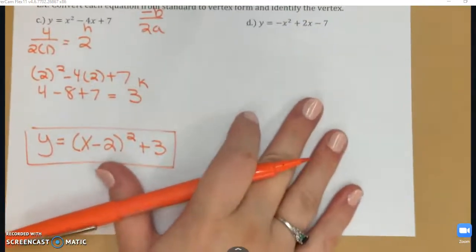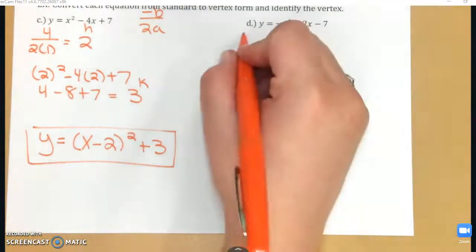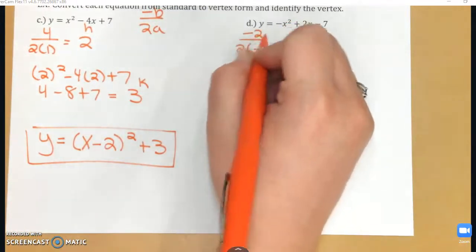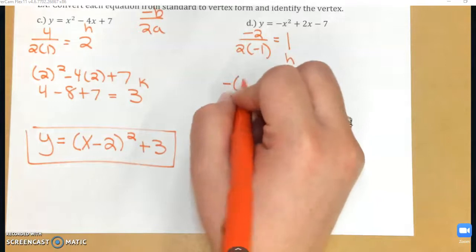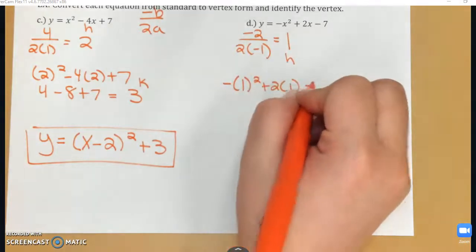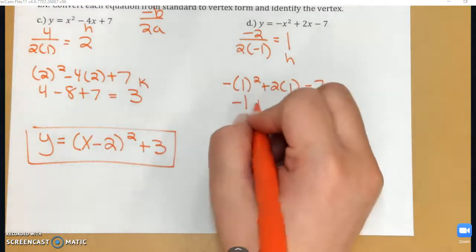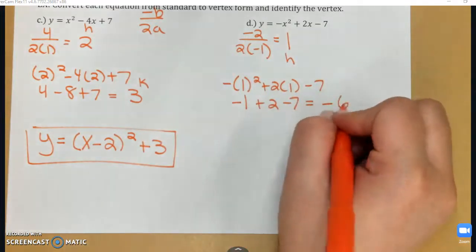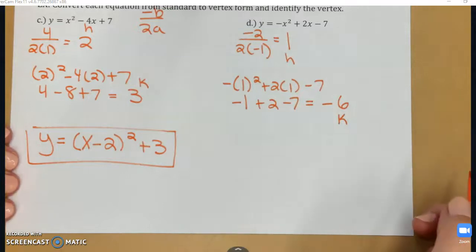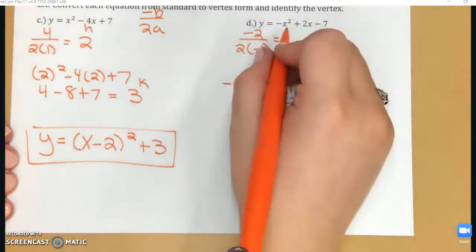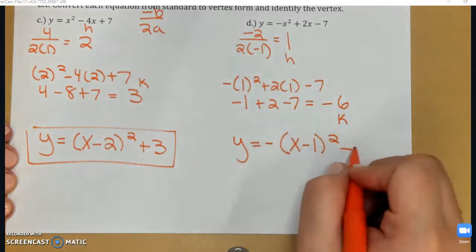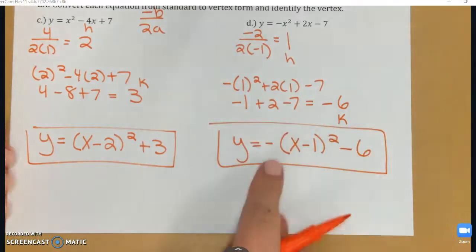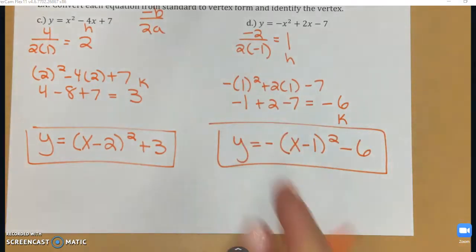Okay, let's look at D. Again, my vertex formula, negative b over 2a. Negative 2 divided by negative 2 is going to be positive 1, so that is h. Now I need to find k. That's going to be negative 1 plus 2 minus 7, which is negative 6. So there is k. And now plug that into my formula. a is negative 1, so negative of x minus h squared plus k. Now, because a is negative, that means this parabola opens down and my vertex is a maximum.